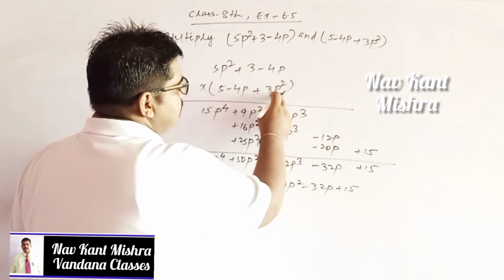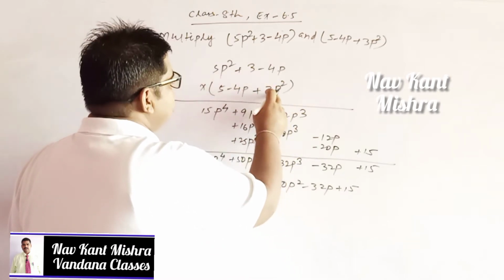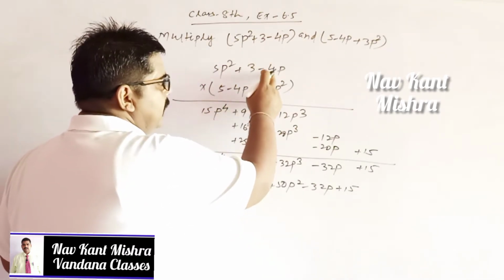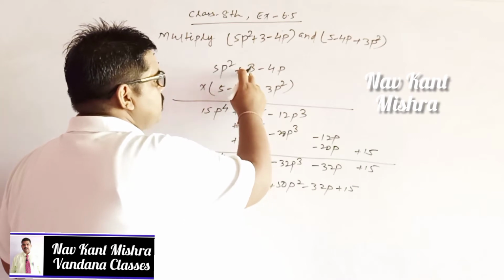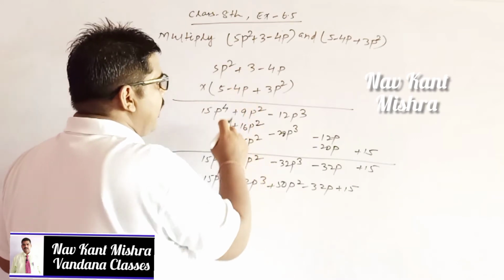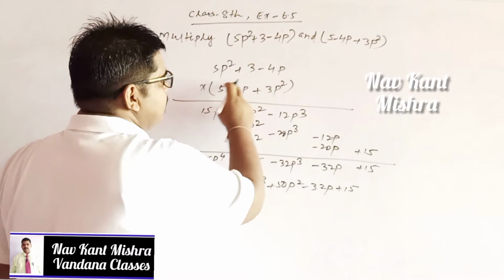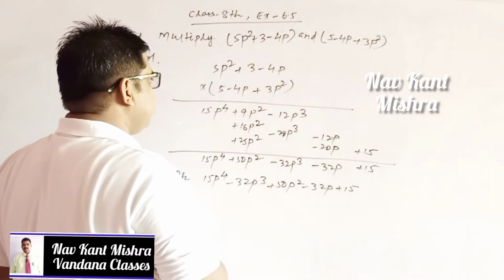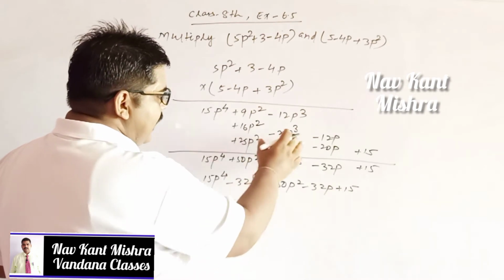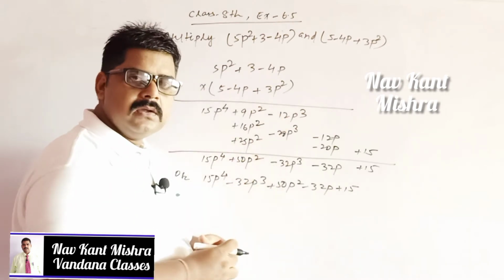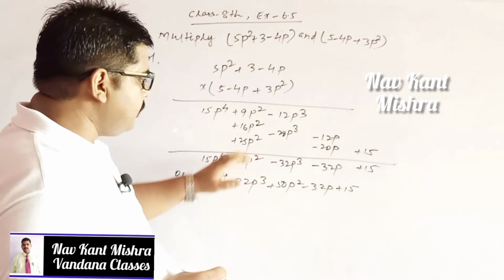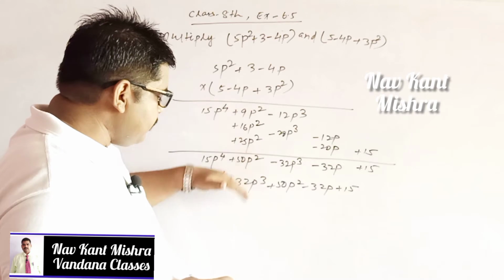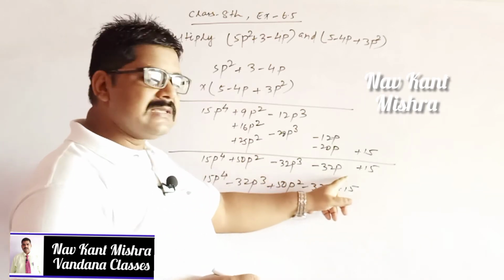After that, you have to multiply 3p squared by 3, and 3p squared by 5p squared. Similarly, you have to multiply minus 4p by minus 4p, minus 4p by 3, and minus 4p by 5p squared. And 5 is multiplied by minus 4p, 5 is multiplied by 3, and 5 is multiplied by 5p squared. After that, you have to write the like terms in the same column, and after arranging, you can just add or simplify, and you get this result.